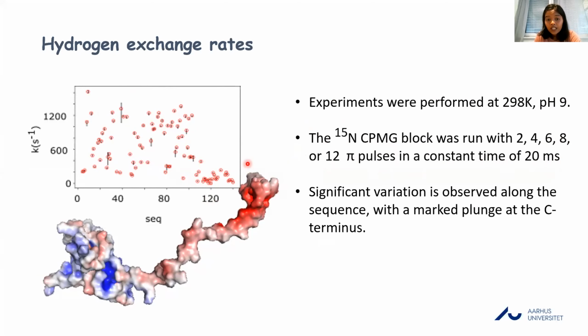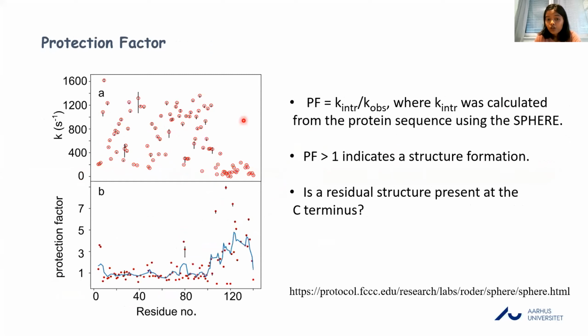Now, as discussed previously, we can go to protection factors using K intrinsic divided by K observed, where K intrinsic is, like I said, from the Englander models, and you can get it at the SPHERE server. The K observed is what we got from our 2D experiment, right? And the protection factor shows this variation at the C-terminus. Now, a protection factor of greater than 1 indicates a structure formation.